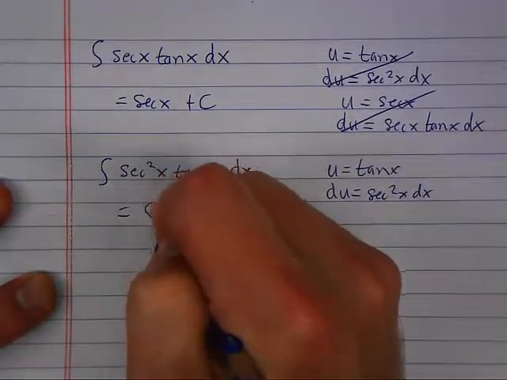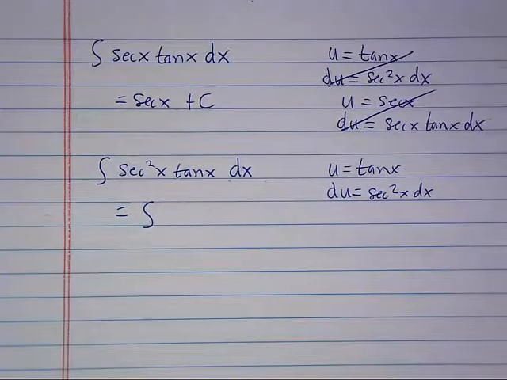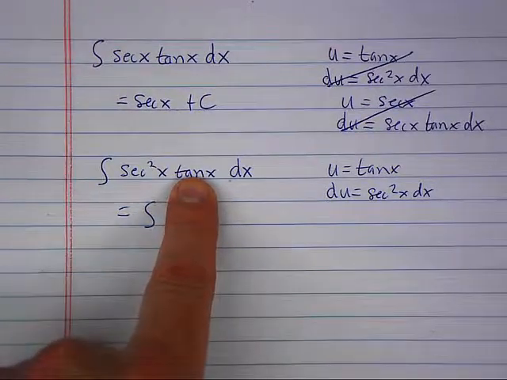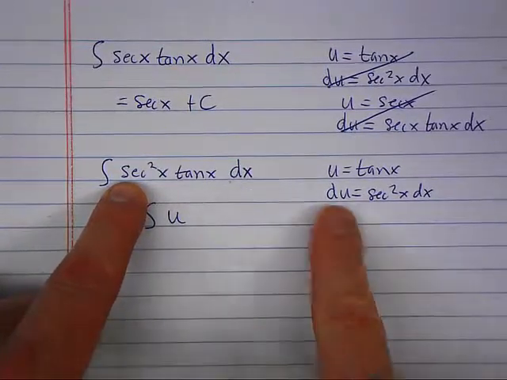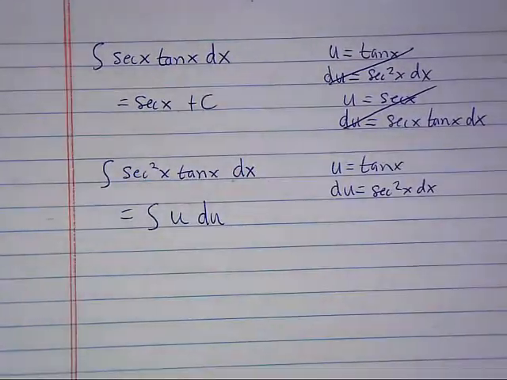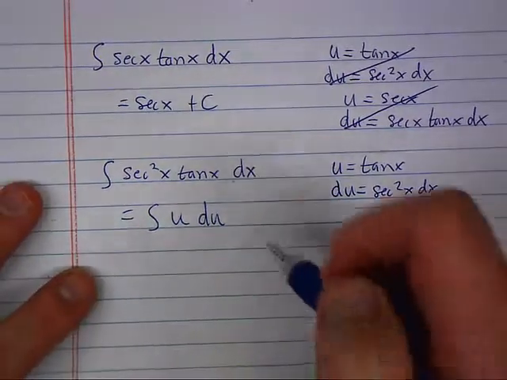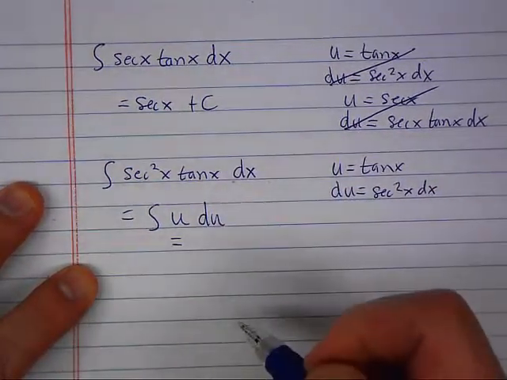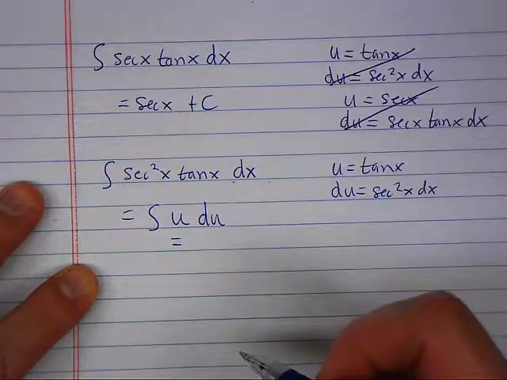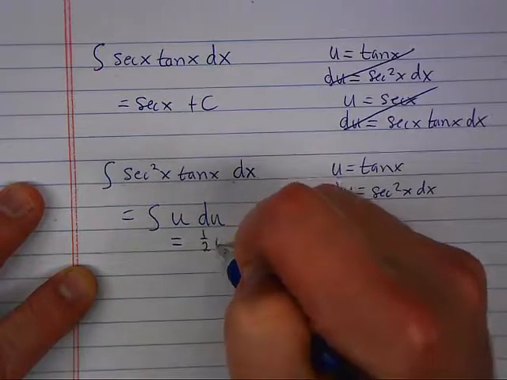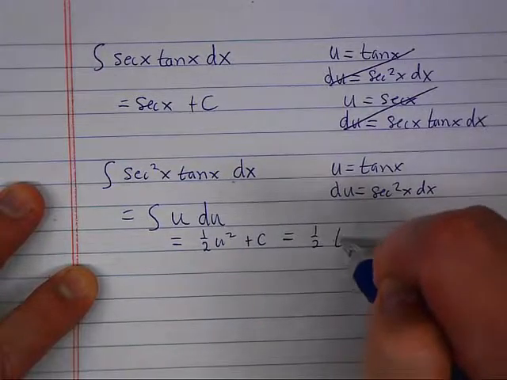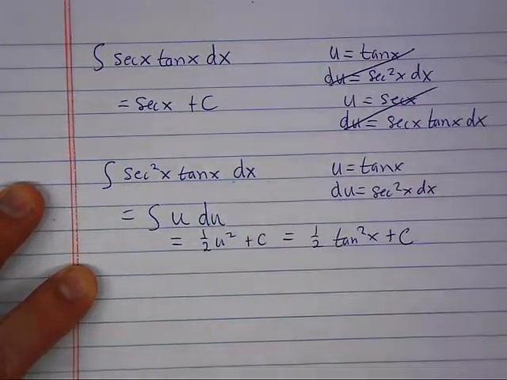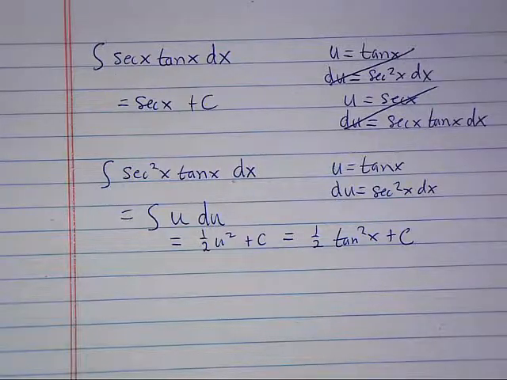So this would become integral, what would I have? The tangent x becomes u, and the secant squared x dx becomes just du. What's the antiderivative of u du? One half u squared plus c. So I plug my tangent back in, I get 1/2 tangent squared x plus c.